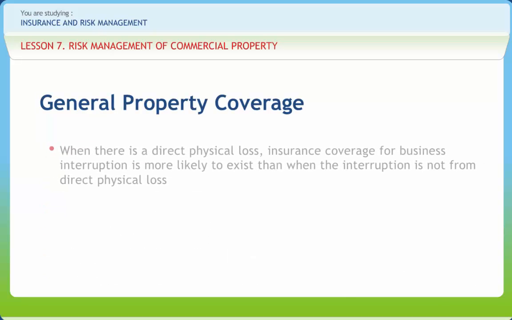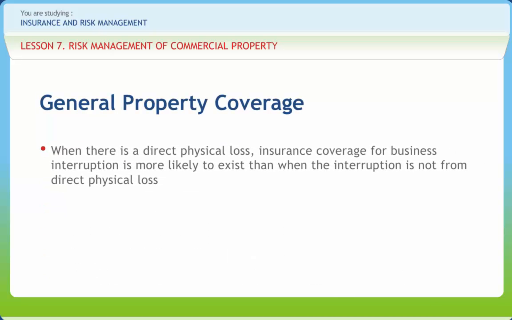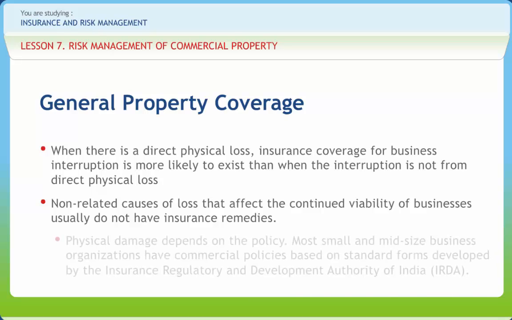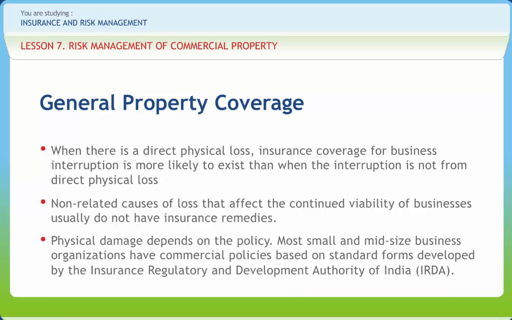When there is a direct physical loss, insurance coverage for business interruption is more likely to exist than when the interruption is not from direct physical loss. Non-related causes of loss that affect the continued viability of businesses usually do not have insurance remedies. A key problem in these cases would be lack of insurance coverage. Physical damage depends on the policy.